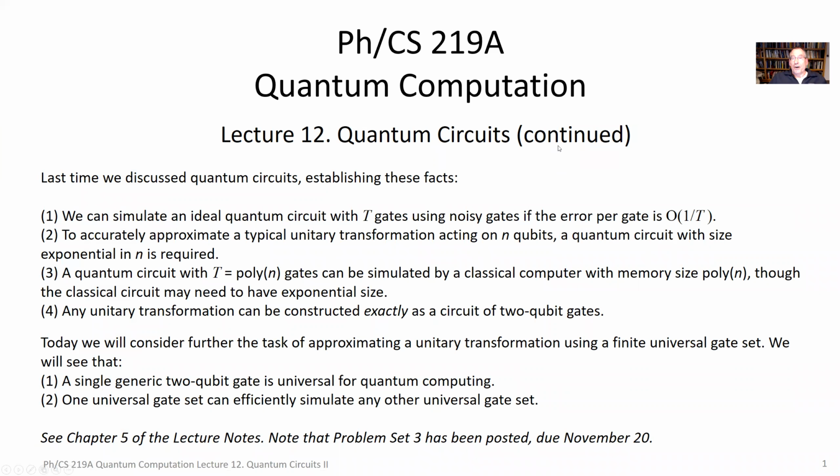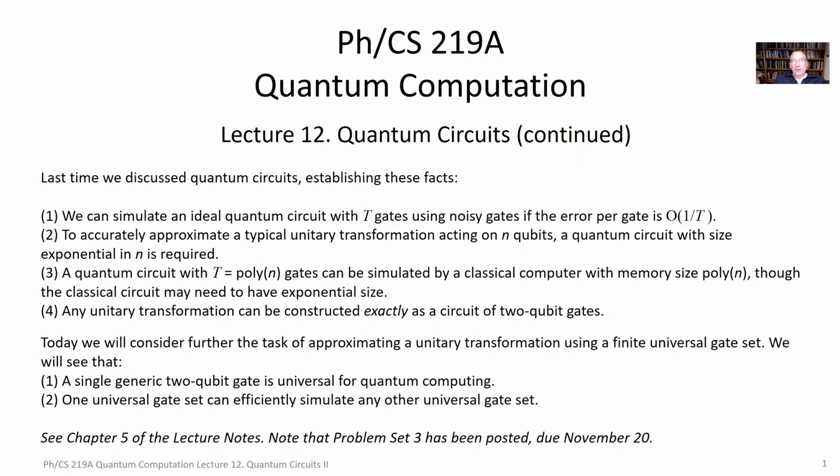So remember, last time we talked about quantum circuits and some essential facts about them. We talked about the importance of accuracy when we consider real physical hardware to simulate an ideal quantum circuit we're interested in. It was pointed out that it's good enough for our actual physical gates to have an accuracy that scales as 1/T if we want to be able to perform a useful computation with capital T gates. That is, the errors accumulate linearly with the circuit size.